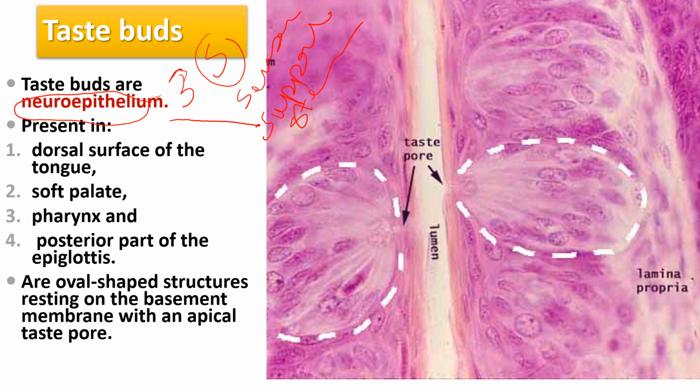If we see here, this is the taste bud. It appears onion-like. It is an oval-shaped structure resting on a basement membrane. Its apical part contains a pore and opening.